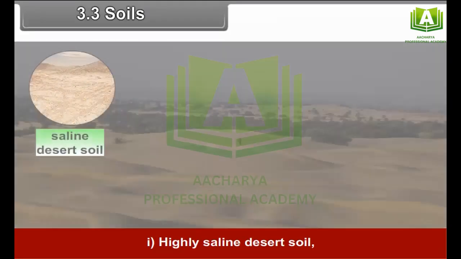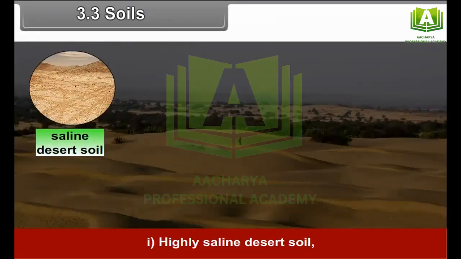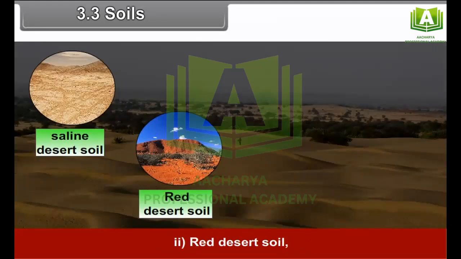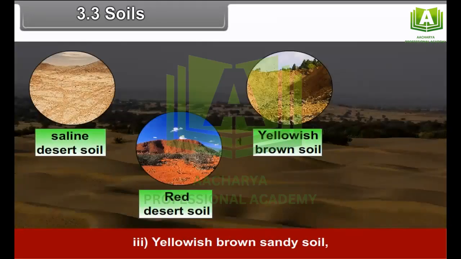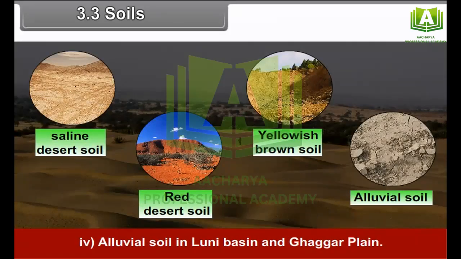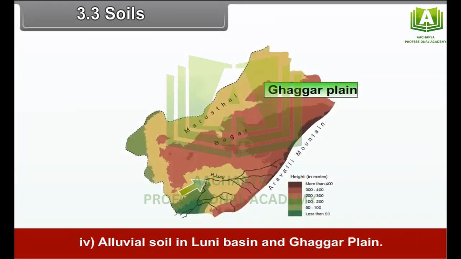1. Highly saline desert soil. 2. Red desert soil. 3. Yellowish brown sandy soil. 4. Alluvial soil in Luni Basin and Ghaggar Plain.